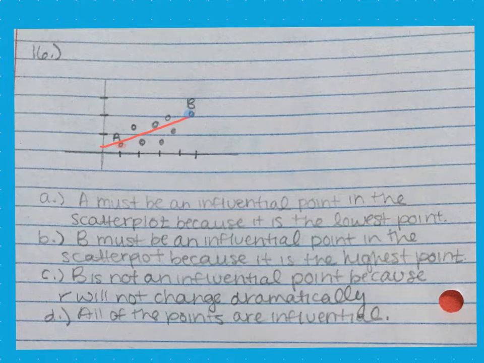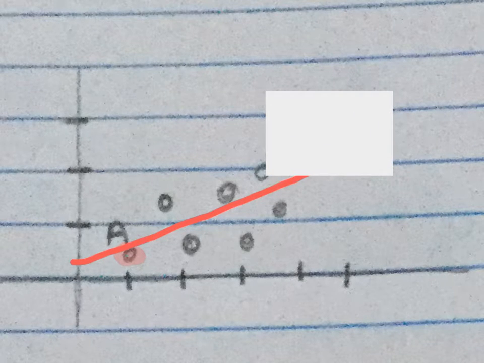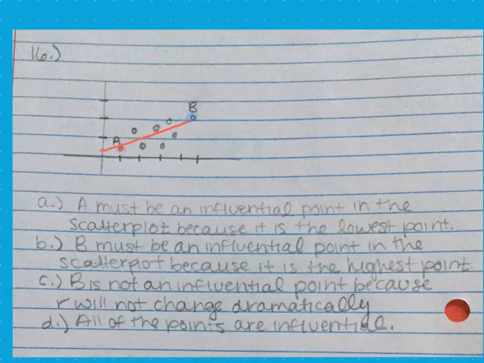Just as we did for part A and part B, we can just eyeball the graph and judge whether C is correct. So as we did for B, if we cover point B, we can see that the correlation won't change dramatically. Overall, taking out B will still leave the correlation as fairly strong, positive, and linear. Now we can be certain in saying that C is correct because B is not an influential point just because it is the highest in the scatter plot.